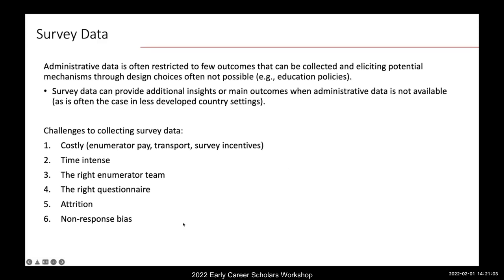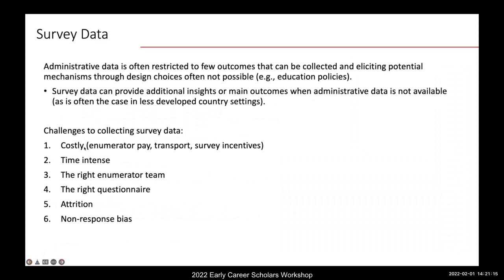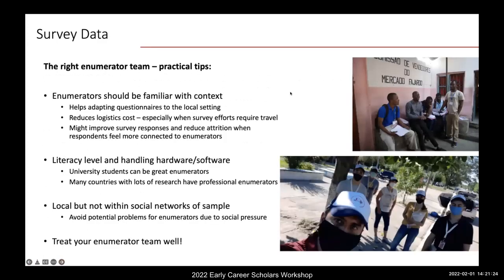Because especially in surveys, when we try to go to houses to collect household data, people might not show up or refuse to talk to us. Okay, so about being costly and time intense, there's not much we can do other than have research grants and have the time that we need, but something that we can influence as researchers is the right enumerator team.